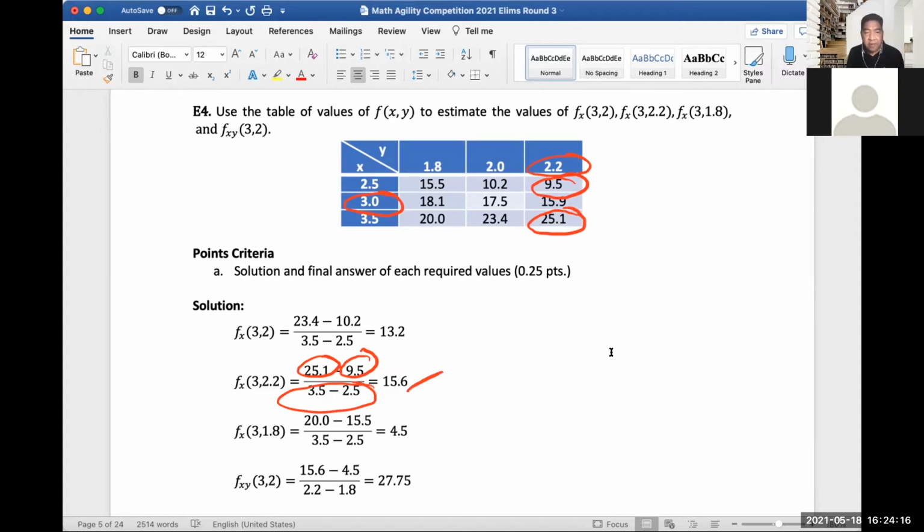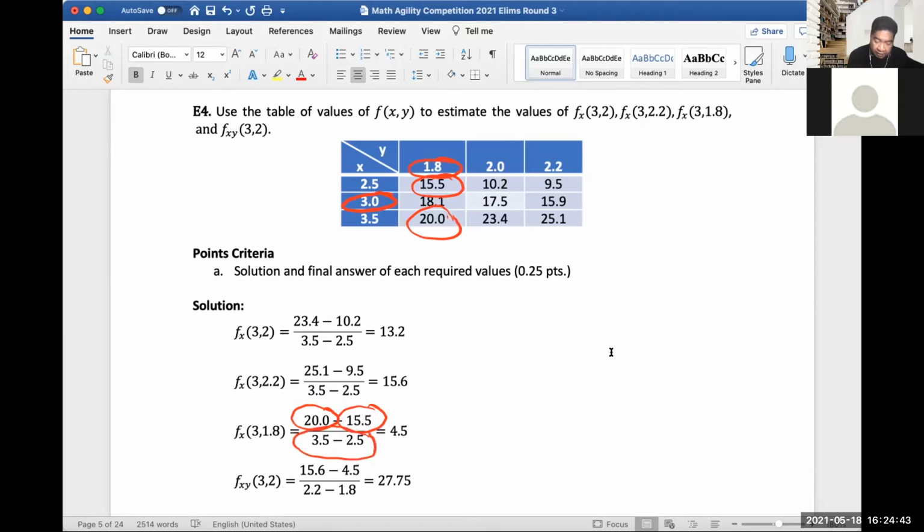Next is f sub x of 3 comma 1.8. So clear this again. We're taking 3 in the x values, and this time it's 1.8. So the values in between in the y column would be 20 and 15.5. Same thing with question 1 and 2, the denominator will just be the values from the lower and upper part of 3, which is 3.5 and 2.5. And this time we'll get the value 4.5 as our answer.